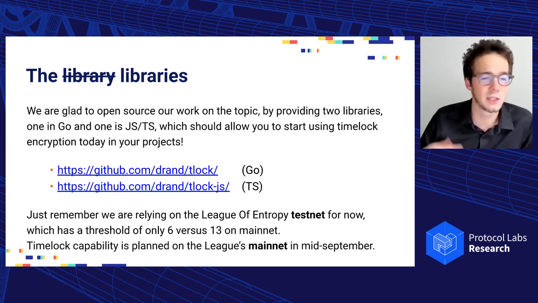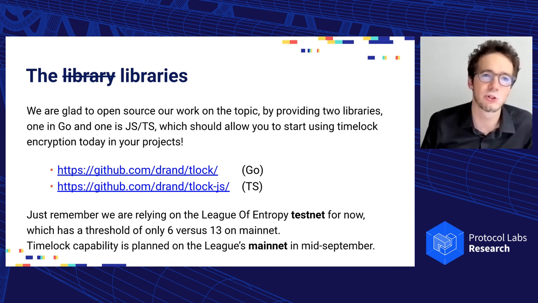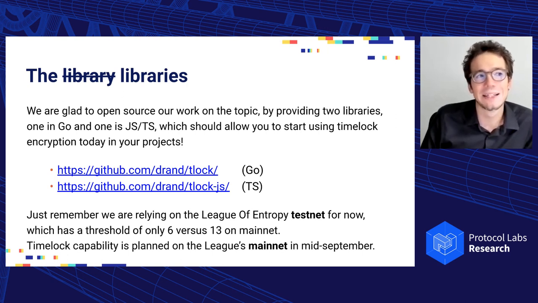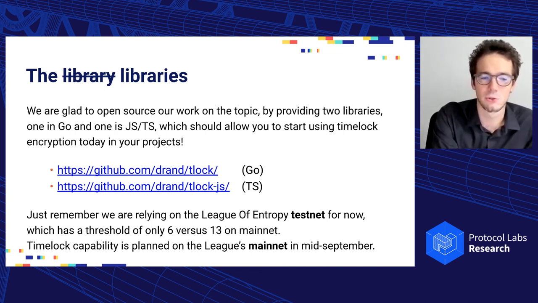So if you want to try it out, you can already try it out using testnet, because testnet has 13 nodes running. So you don't need to trust any single party. You just trust that the threshold network running testnet is not compromised. The threshold is only 6 on testnet currently. And when it lands on mainnet, we will have a threshold of at least 13, maybe more. And we have 24 nodes currently running on mainnet, maybe more in a few months.